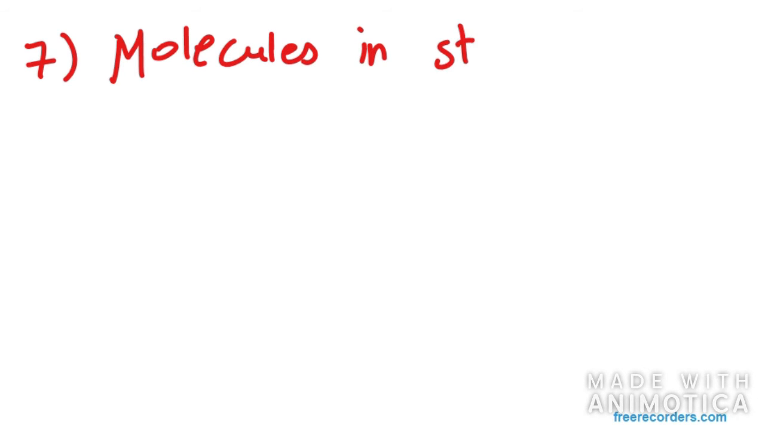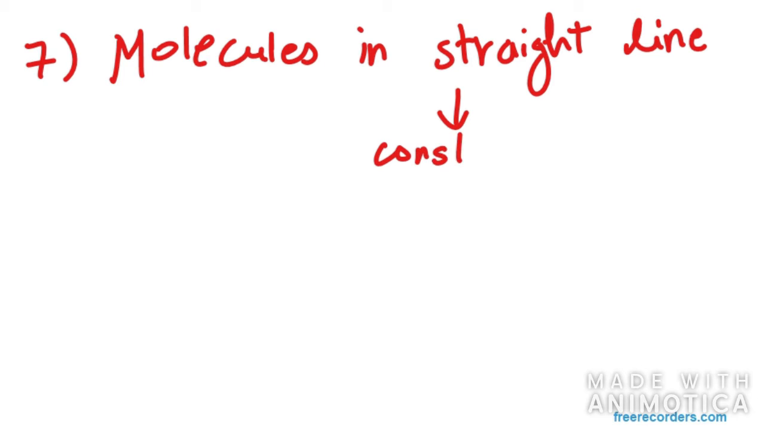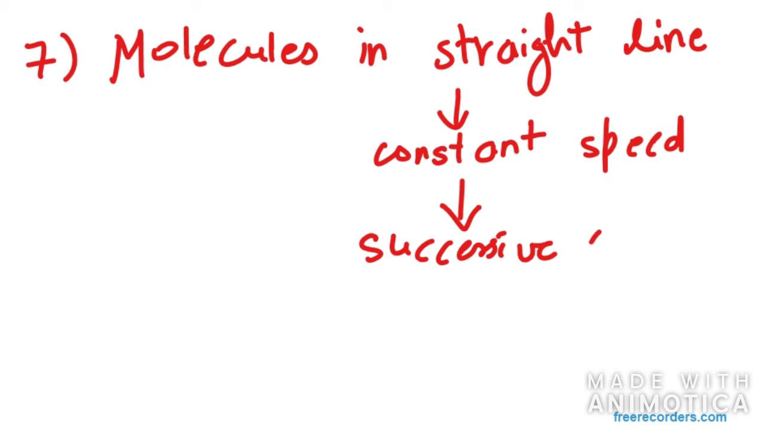Then moving on to the seventh one. It says that a molecule moves along a straight line between two successive collisions, and the average straight distance covered between two successive collisions is called the mean free path of the molecules. So it basically means that the molecules move in a straight line, and if they are moving in a straight line, that means they have constant speeds. And if they have constant speed, they are meant to have successive collisions.